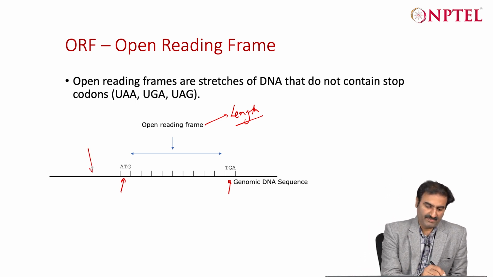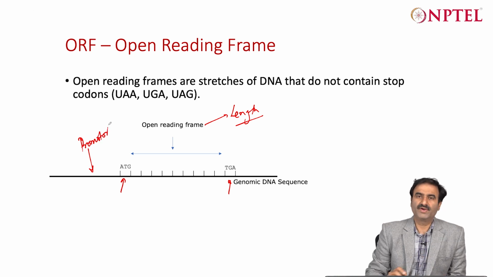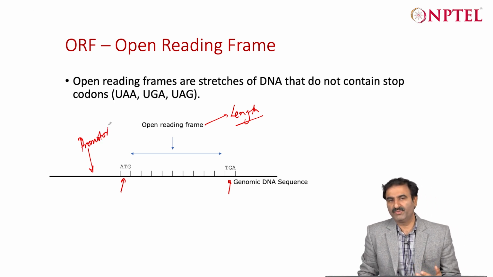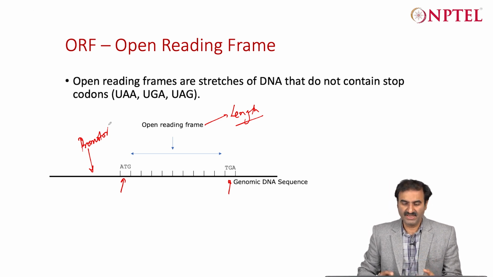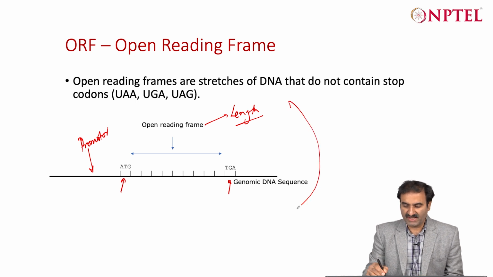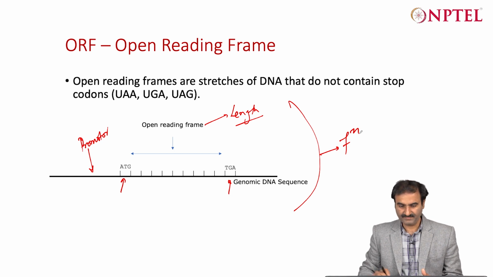Similarly, the presence of a promoter and other sequences in front, or a ribosomal binding site, could be additional signatures for this open reading frame to confirm that this could be a gene. And basically the gene confirmation happens when you get a function for this sequence.